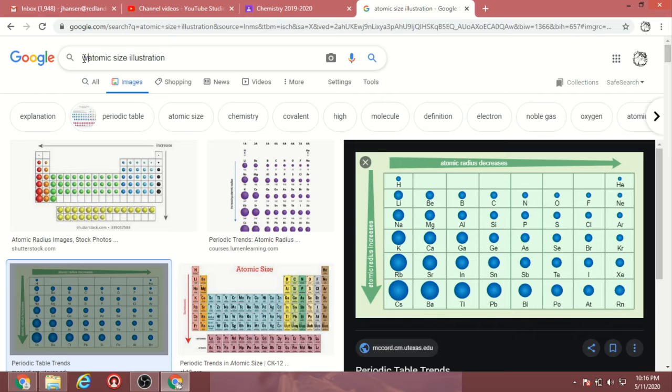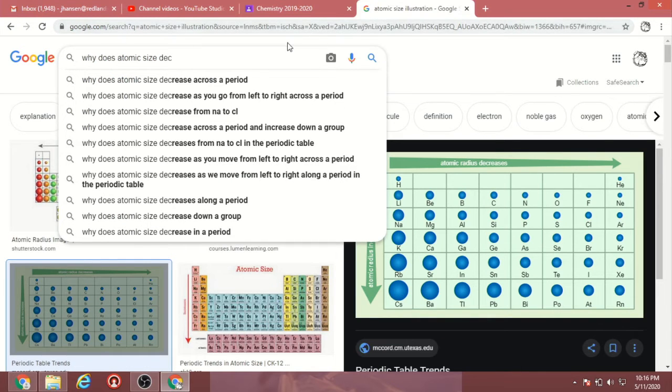Why? How about this? Why does atomic size decrease across a period?